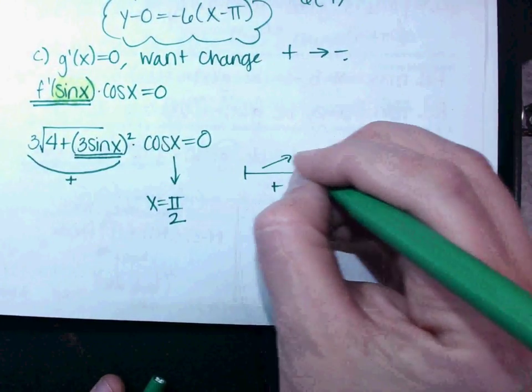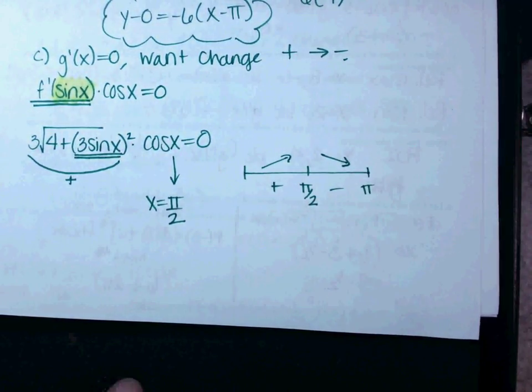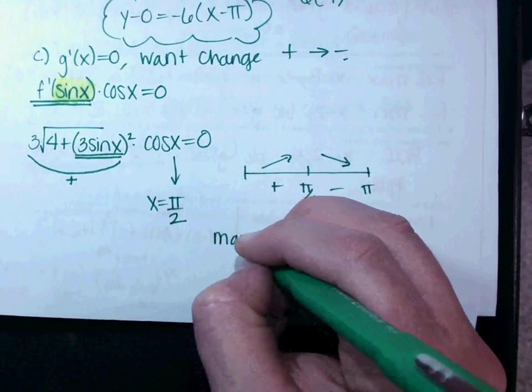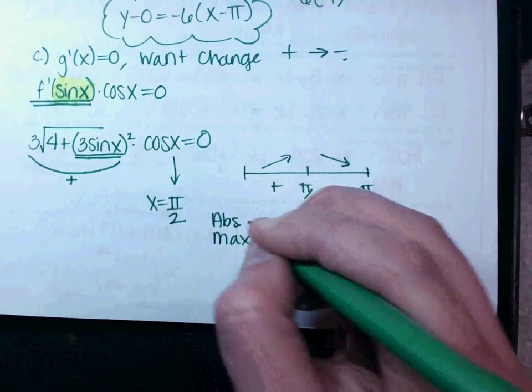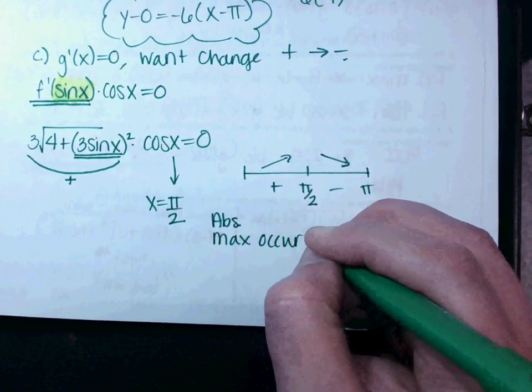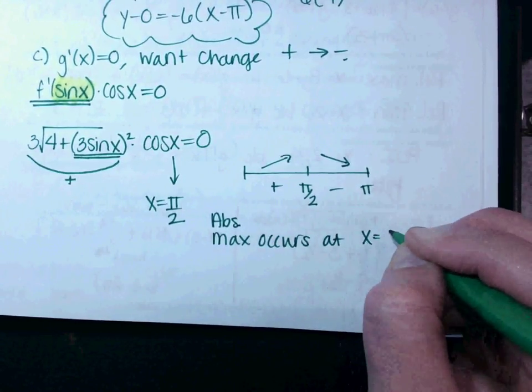Yes, because it would have gone from increasing to decreasing. And was it my only max? Yes? So then I know that's the absolute max. So my absolute max occurs at x equals pi halves.